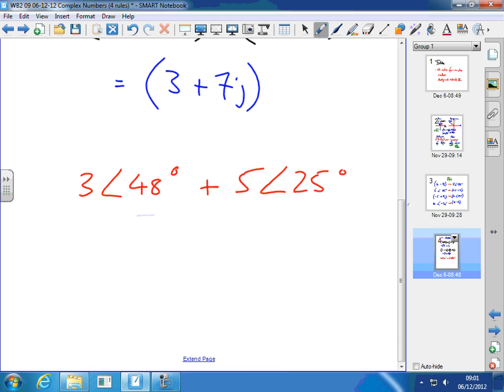This one, not possible. You can't add or subtract in polar form. So what do you do? Convert. Okay, yeah. So to do this, we have to convert 3 angle 48 to rectangular form and 5 angle 25 to rectangular form, and then we can add them. So would you like to do that?